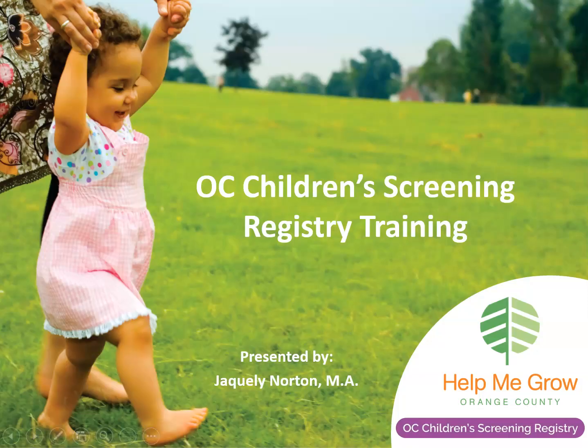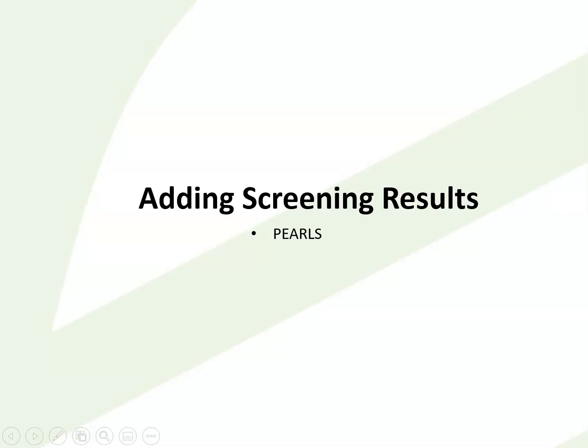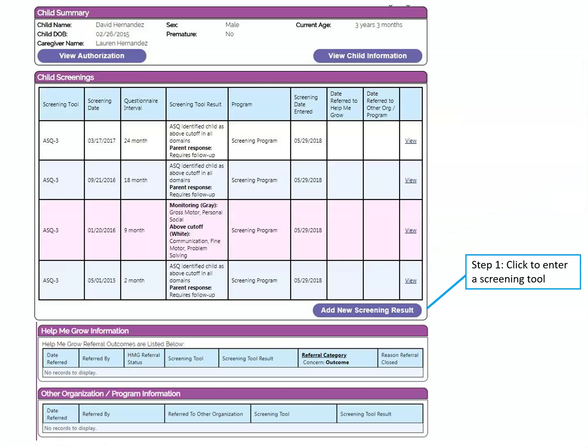So we'll go ahead and start by adding screening results, specifically the Pearls. On a child's home page, there's a few different sections. We went over these in one of the other initial training videos. There is the child screening section that you see here with the list of screenings. This may or may not have screenings in there already. However, the first step to enter new screening results is to click on that purple button that says Add New Screening Result. So you'll want to click there.